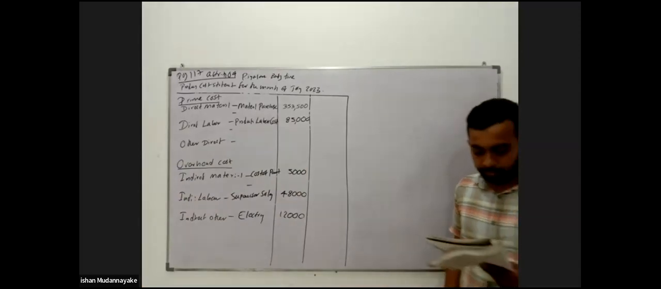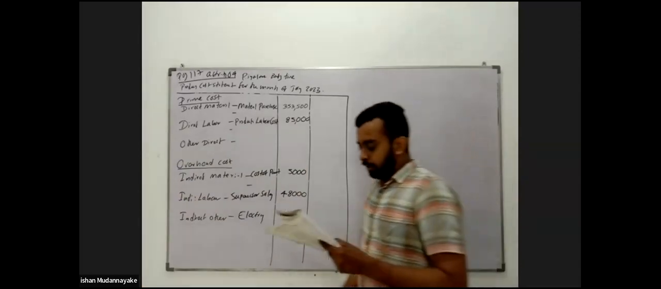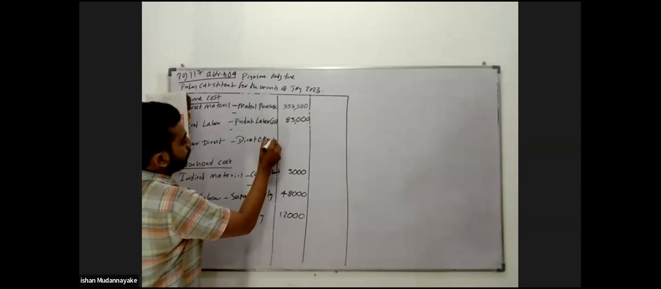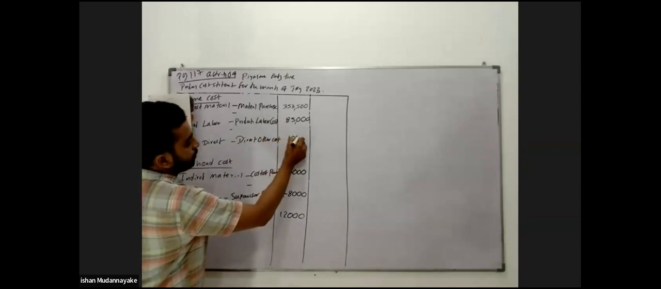Right, and the next one, direct other costs. Here they have given direct other costs directly. Direct other costs 10,000.